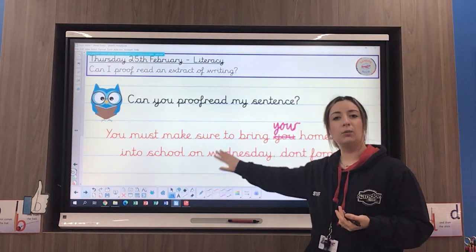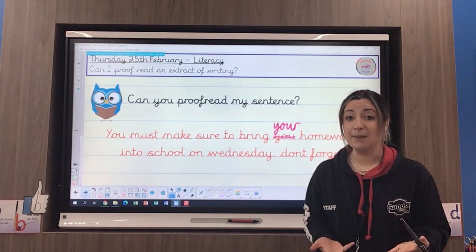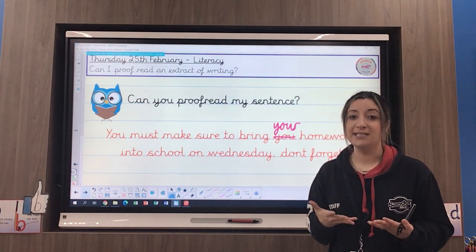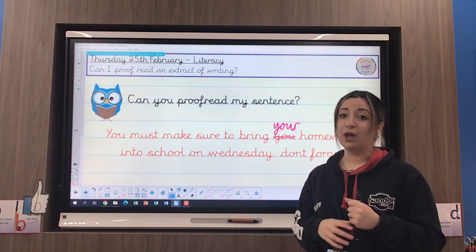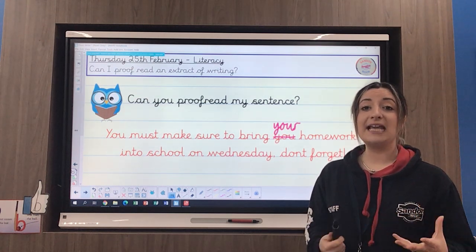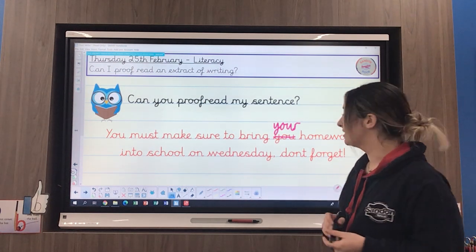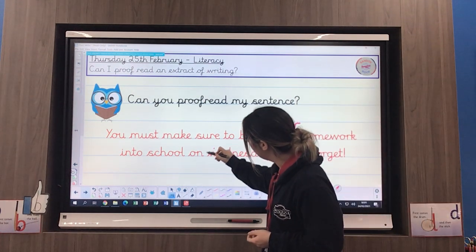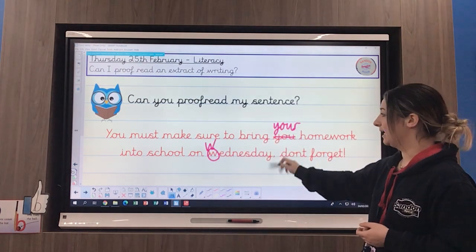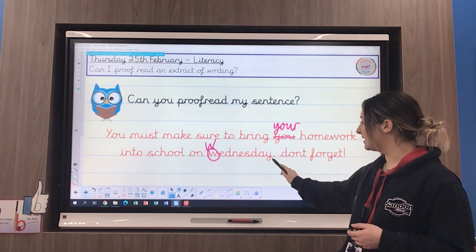Now I'm going to stop on Wednesday. What can you notice is wrong with Wednesday? Is my spelling correct? Wednesday? Yeah, so my spelling's correct, but I've missed something out, and hopefully you will know at home because we write the dates every day, don't we, in our books, and our dates need capital letters. Well done if you notice capital letters. So I'm going to circle here and I'm going to put a W. Wednesday. So you must make sure to bring your homework into school on Wednesday.